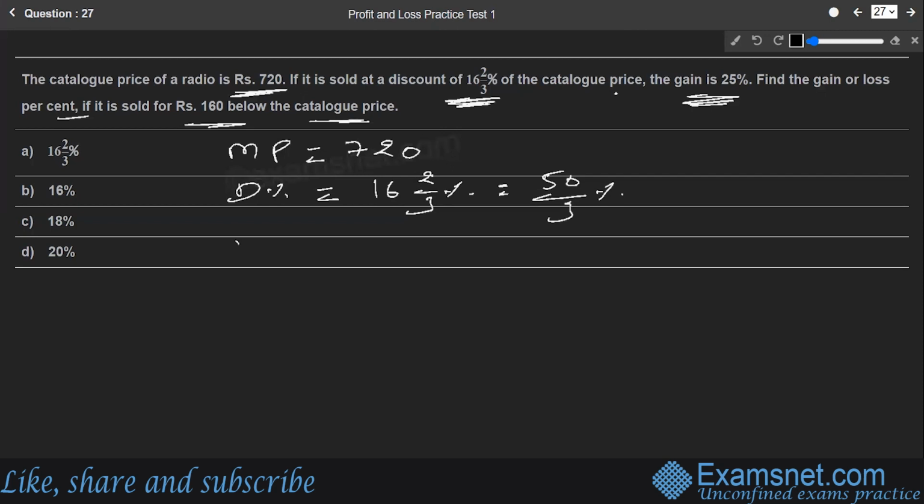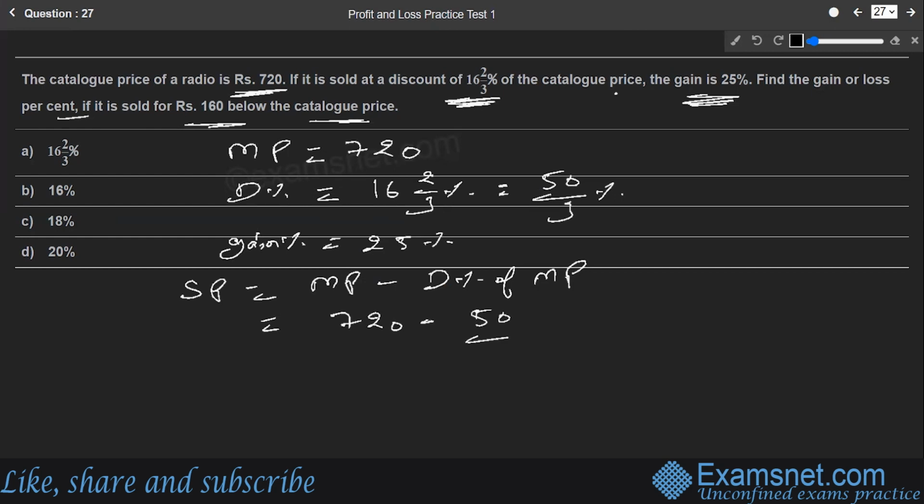What else has been given to us? The gain percent, which is 25%. So let us first find out the selling price. The selling price is always calculated as mark price minus discount percent of mark price, because the selling price is the price you pay to the merchant when you reduce the discount from the mark price. So the selling price is 720 minus 50 by 3% of the mark price, which is 720 again. If you solve this further, the selling price comes out to be 600 rupees.